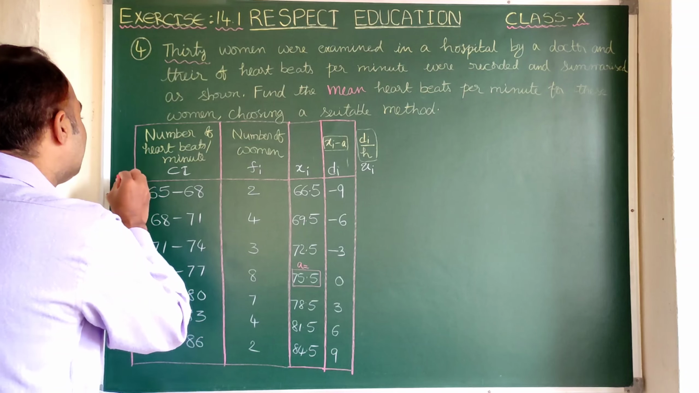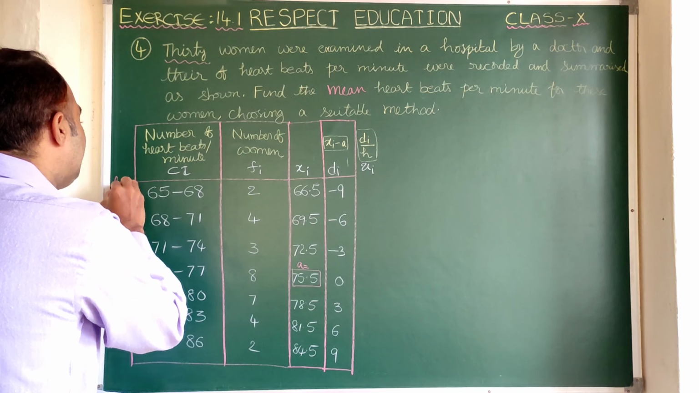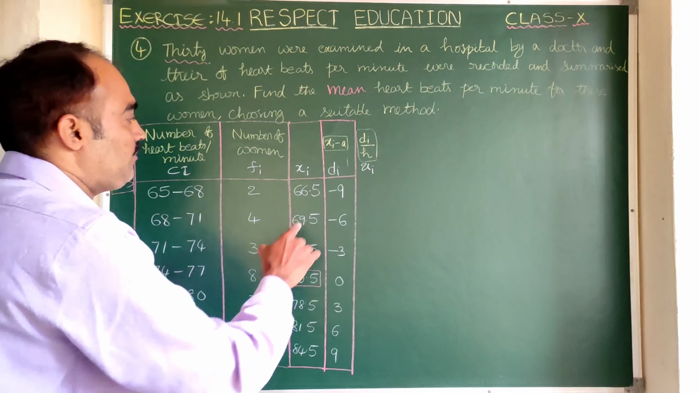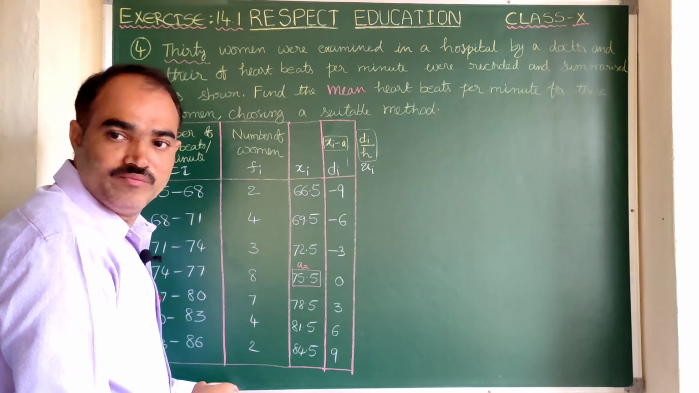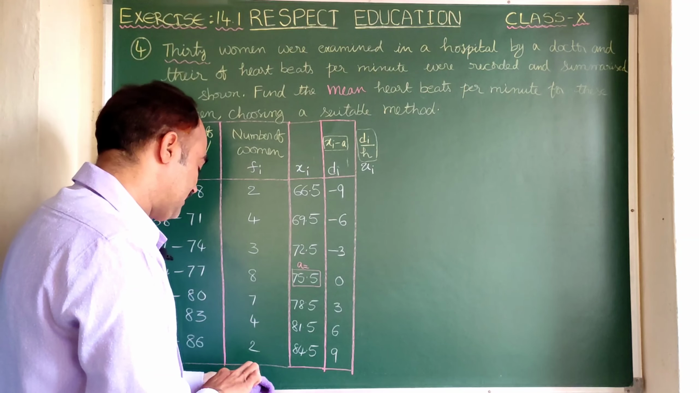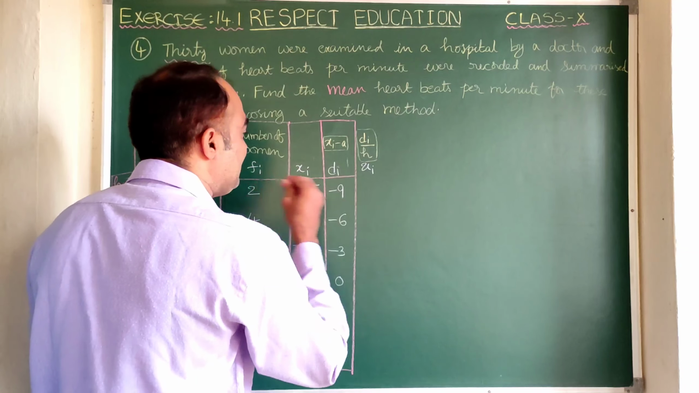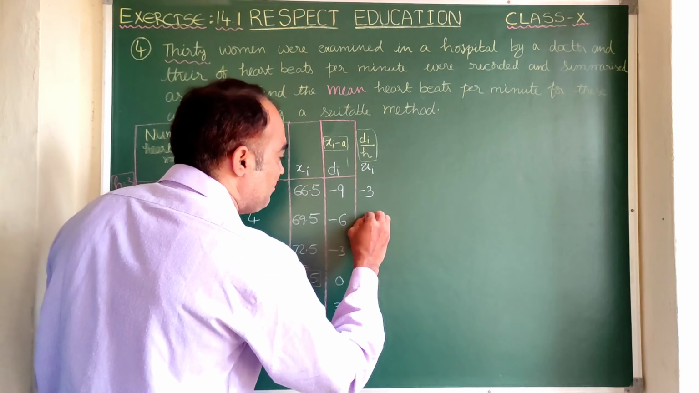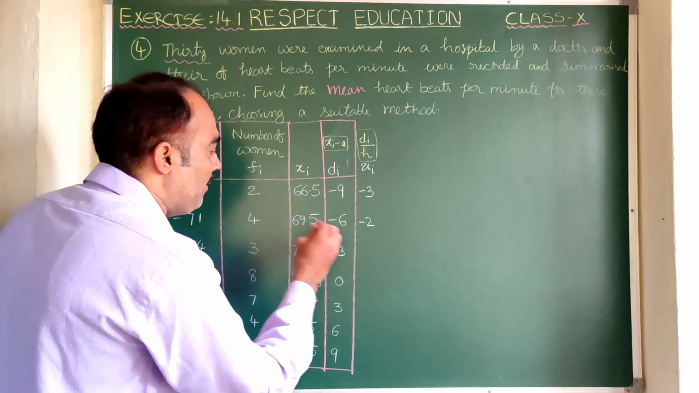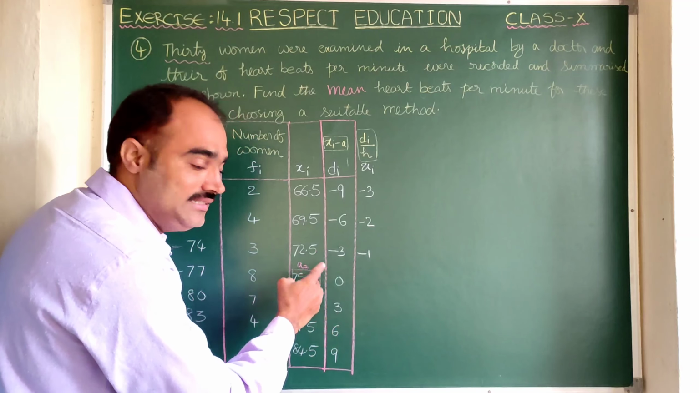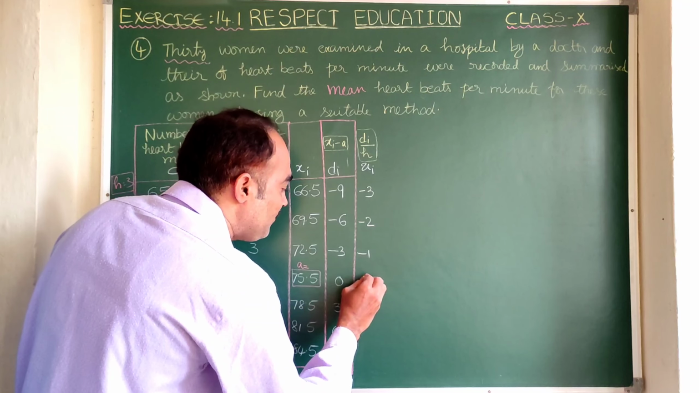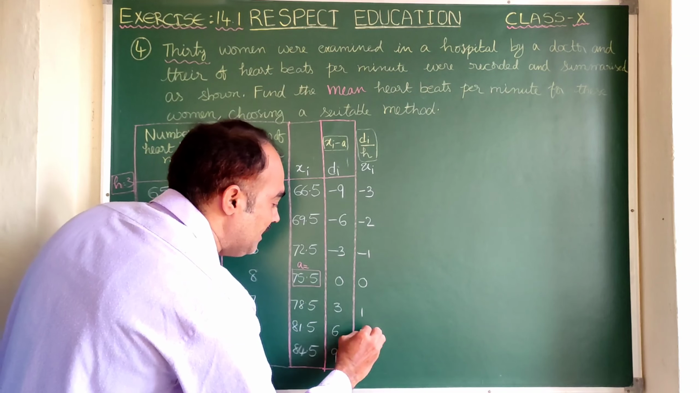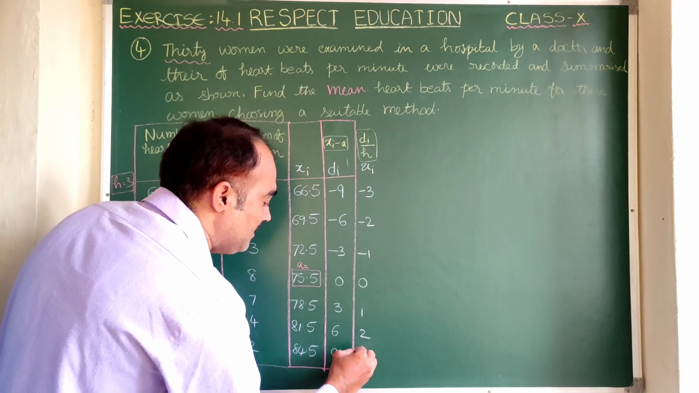68 minus 65 is 3. So here remember, h is equal to 3. That means every value we need to divide by 3. Now here, minus 9 by 3 is minus 3. Minus 6 by 3 is minus 2. Minus 3 by 3 is minus 1. 0 by 3 is 0. 3 by 3, 1. 6 by 3, 2. 9 by 3, 3.